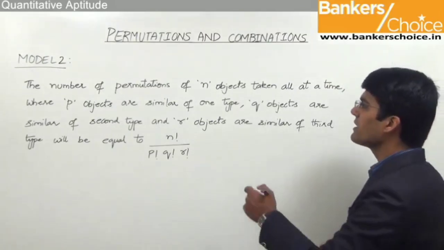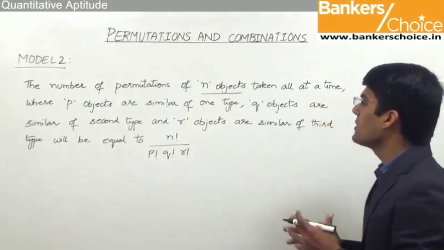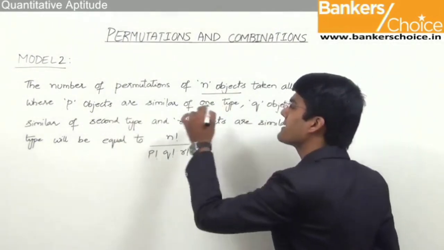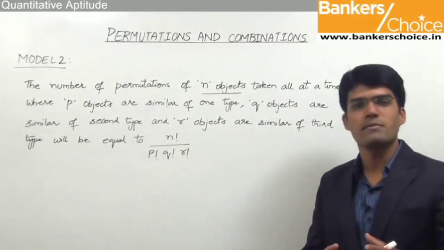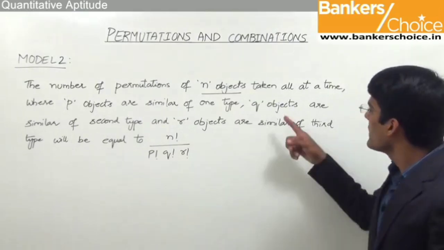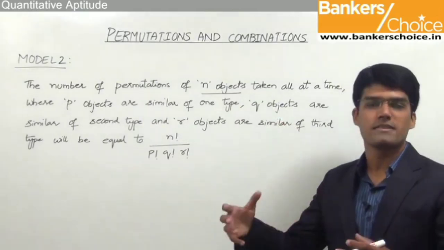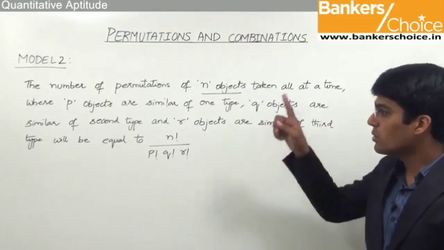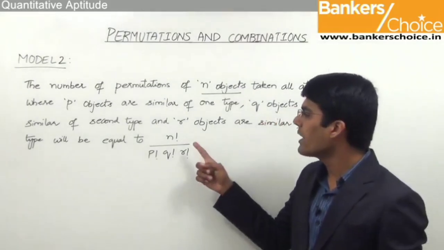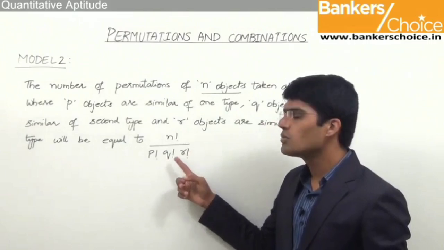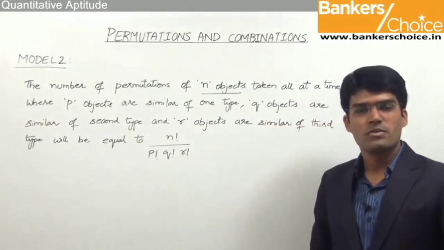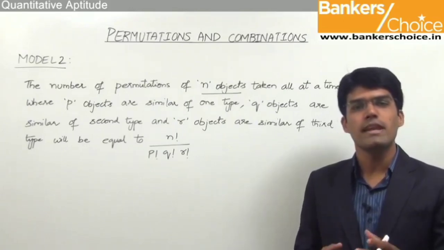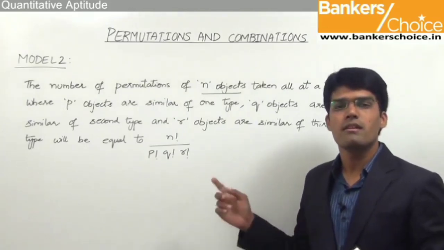So as you can see here, in total there are n objects, and we want the number of permutations of all these n objects taken at a time, where p objects are similar of one type. That means there is some number p of objects which are similar to each other. Likewise, q objects are similar to each other of a second category, and r objects are similar to each other of a third category. So the total number of permutations in such a case will be equal to n factorial by p factorial into q factorial into r factorial. So whenever we have some objects which are identical or similar to each other, we need to take the factorial of those numbers of objects in the denominator.